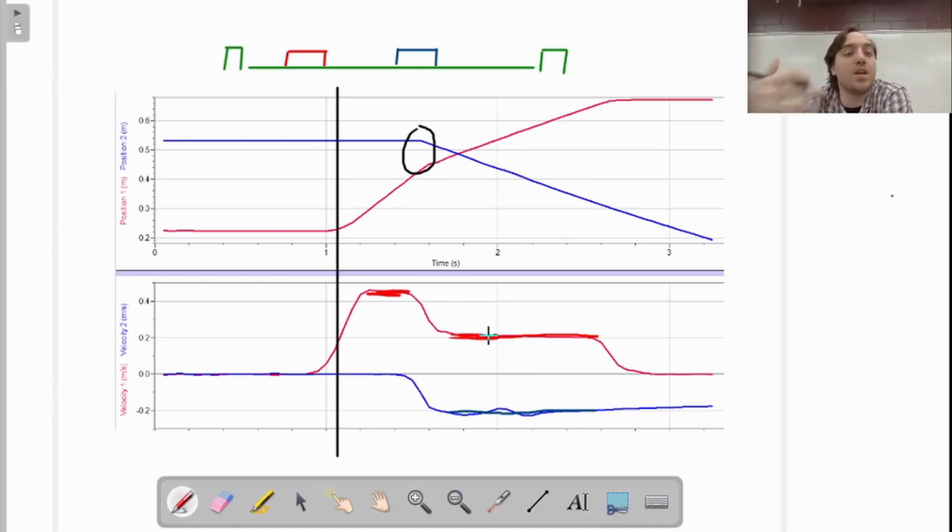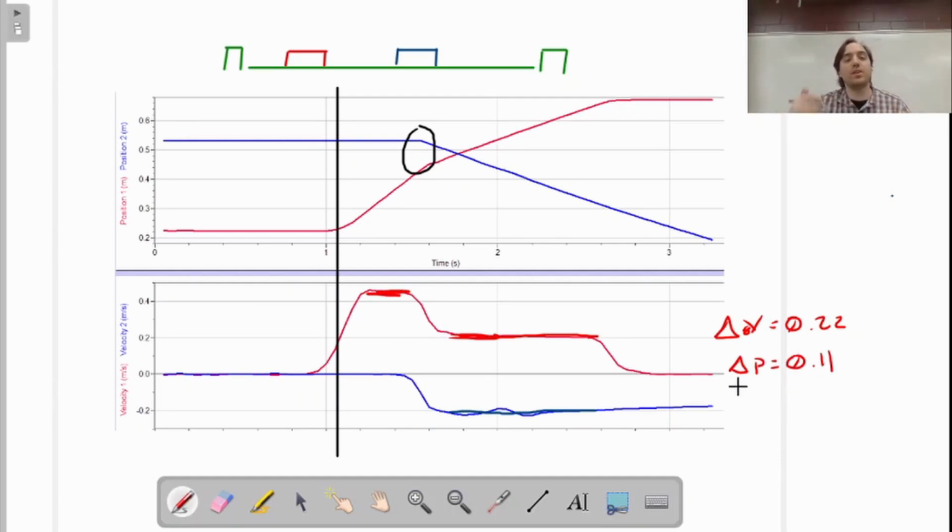But possibly the most useful pieces of information come from right here to right here. The change in velocity. Because change in velocity is directly related to change in momentum, if we know, let's say, the mass of the red cart, we could calculate the change in momentum for the red car. In this case, it goes from 0.42 to 0.2, or delta V equals 0.22, which means if I know the mass, which I do, it's half a kilogram or 500 grams, my delta P is 0.11.